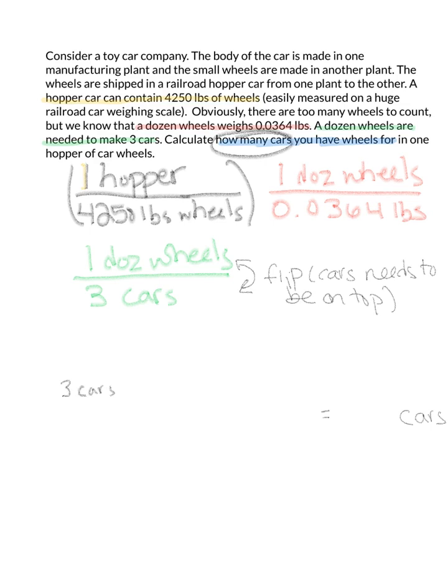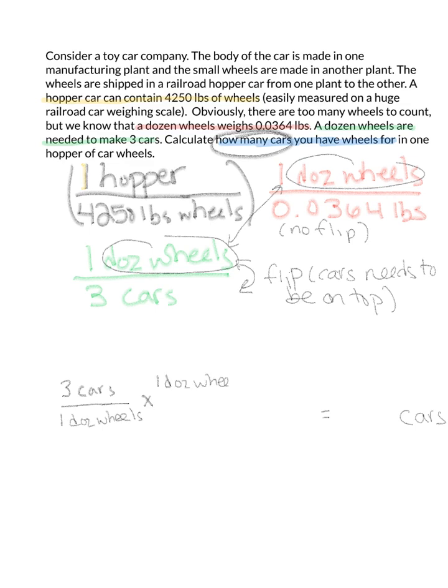3 cars has 1 dozen wheels. Oh, hey, cool. Let's now figure out this conversion factor. Look at that, a dozen wheels. I see a dozen wheels here, and I see a dozen wheels there. They match up. So why don't I go ahead and use this conversion factor? I don't need to flip it, because the way that I set up my first conversion factor, if I put a dozen wheels in the numerator and the weight, the 0.0364 pounds, in the denominator, wheels cancel. Good, they weren't in my final answer, so I don't want them to be there.